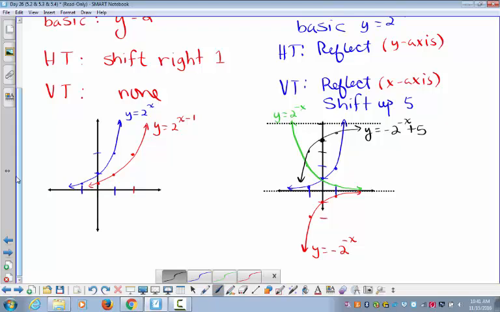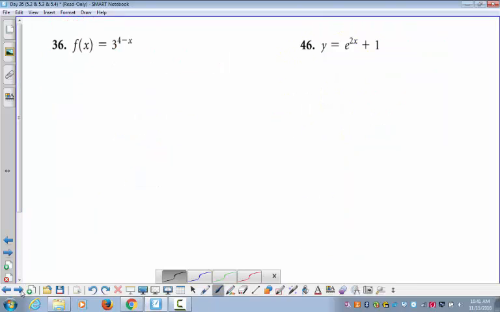And then that 5 is on the outside. That 5 is not attached to the minus. It's not a shift down to 5. That minus is a reflection because it's multiplied by the basic function. Any other questions on there? Okay. Carry on. Why don't you guys try that one?